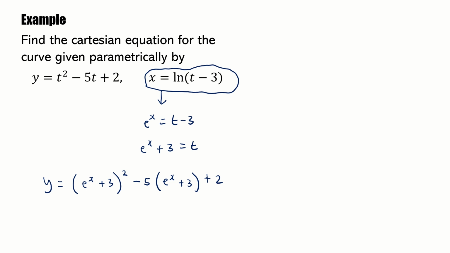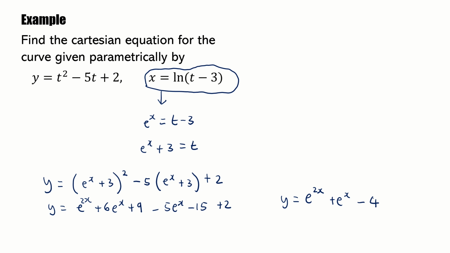Admittedly, a lot of exam questions will require you to simplify it or write it in a certain way. Like, I wouldn't be surprised if this was an exam question. They would be expecting people to multiply out the brackets with the squared there. So therefore, we're going to end up with e to the 2x plus 6e to the x plus 9 minus 5e to the x minus 15 plus 2. And therefore, the final answer would be y equals e to the 2x plus e to the x, and then we have got minus 4. So there you go, that is a Cartesian equation for these parametric equations.